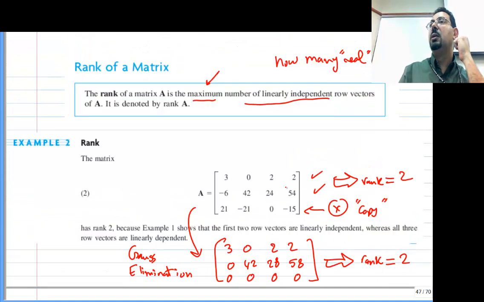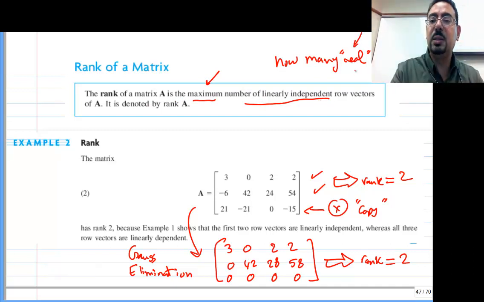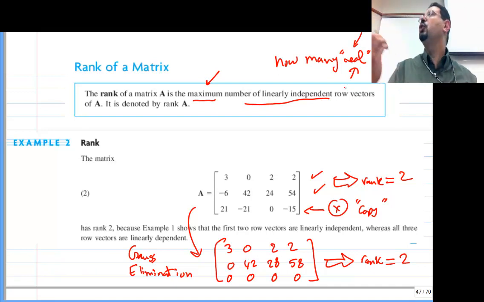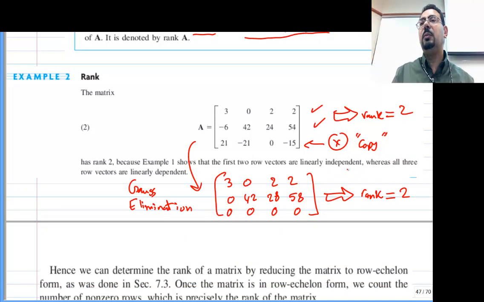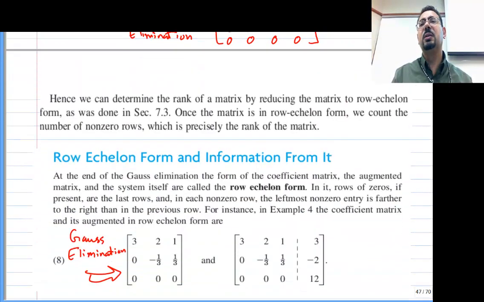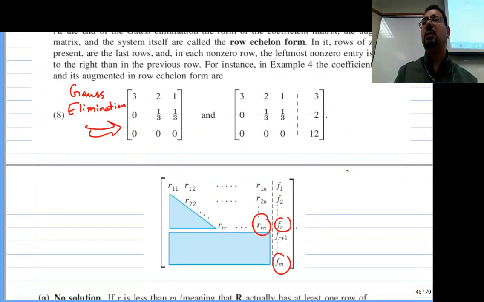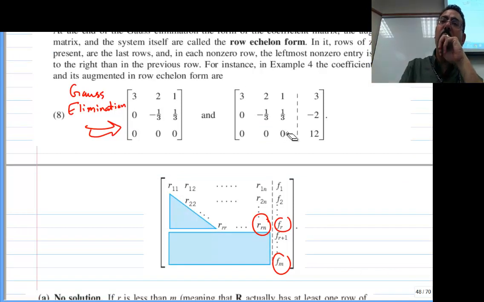So what is the rank of the matrix? It is the maximum number of linearly independent equations. Basically, it's how many real equations we have. Truly genuine equations, not copies. So that's the rank of the matrix. And Gauss elimination will help us reach that destination eventually. Sometimes we'll get 0 equals 0, and sometimes we'll get 0 equals 12.